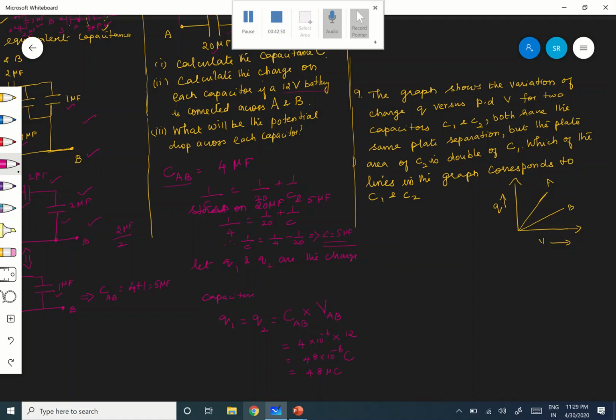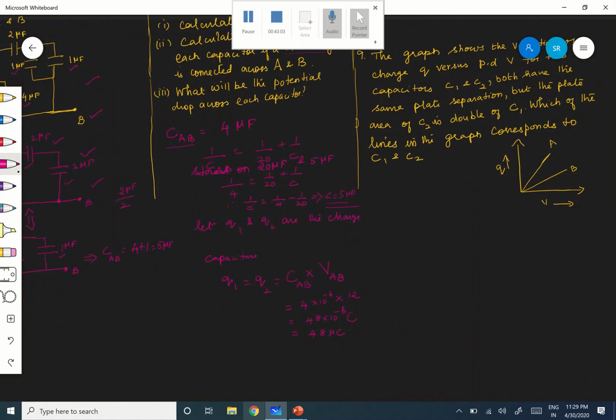What will be the potential drop across each capacitor? Now it is very simple. What is the charge on each capacitor? You know. What is the capacitance of each capacitor? You know. Therefore, what is the potential drop across the first capacitor?